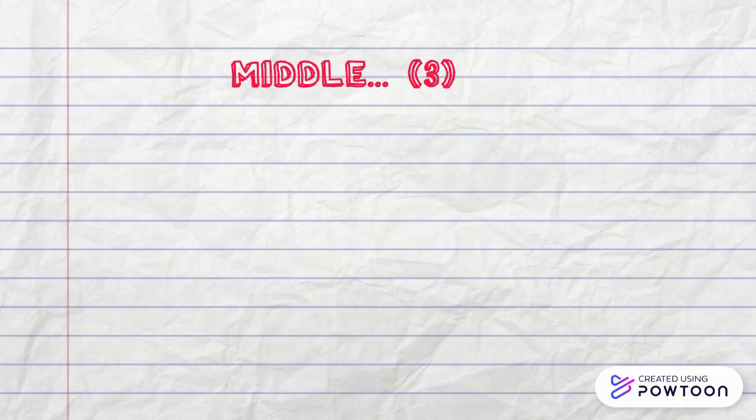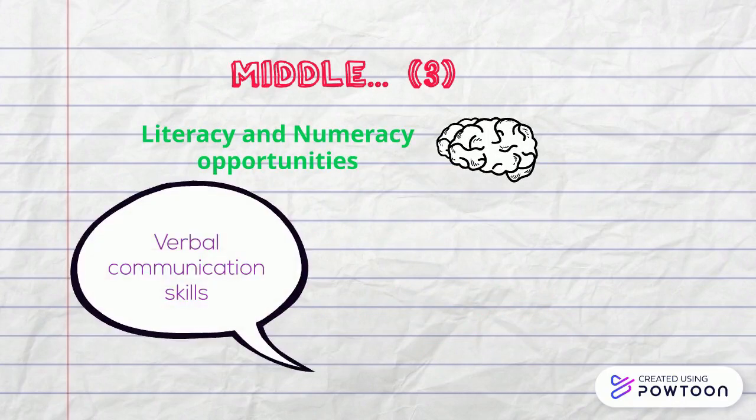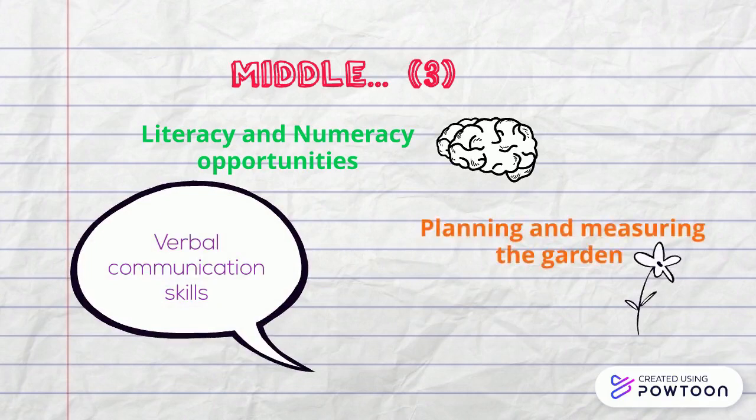The middle stage has many literacy and numeracy opportunities as students develop their verbal communication skills when planning and measuring out the garden. For example, students could be given the opportunity to advocate for their garden plan, articulating with scientific knowledges where their placement is best.